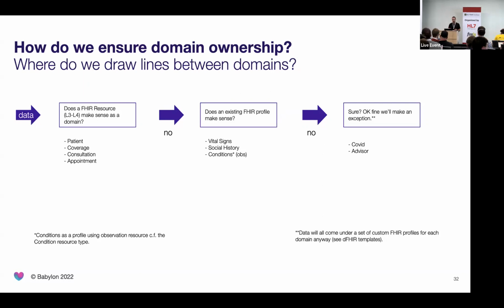So maybe we go a level down: is there an existing FHIR profile that makes sense? So vital signs, social history, conditions. That'll be conditions using the observation resource, not the condition resource. And if that really doesn't make sense, okay, then we'll make an exception. So when we built a whole bunch of stuff around COVID, when that started, we used COVID as a domain. We have an advisor service that does a very specific set of things. And because we generate profiles for everything anyway, there is still a profile that matches this. It's just not one of the existing ones.